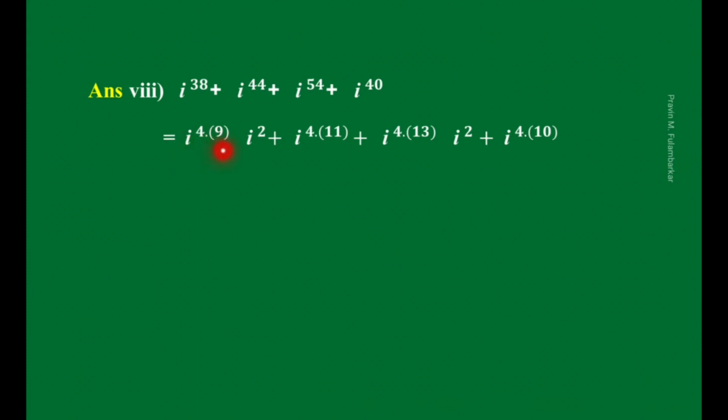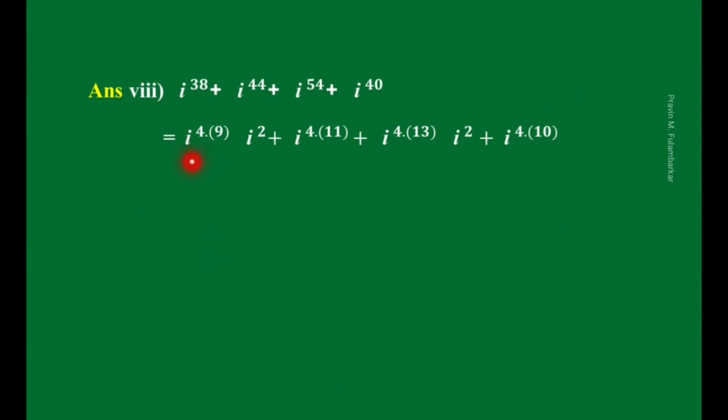So i raised to the power 4 into 9. Here, 44: if we divide by 4, the remainder is 0, so we write here 4 11s are 44. Then this 54, when we divide by 4, 13 4s are 52, means the remainder is 2, so we write the remainder 2. i raised to the power 40: 4 10s are 40, remainder is 0, so we do not write the term of i at the end.